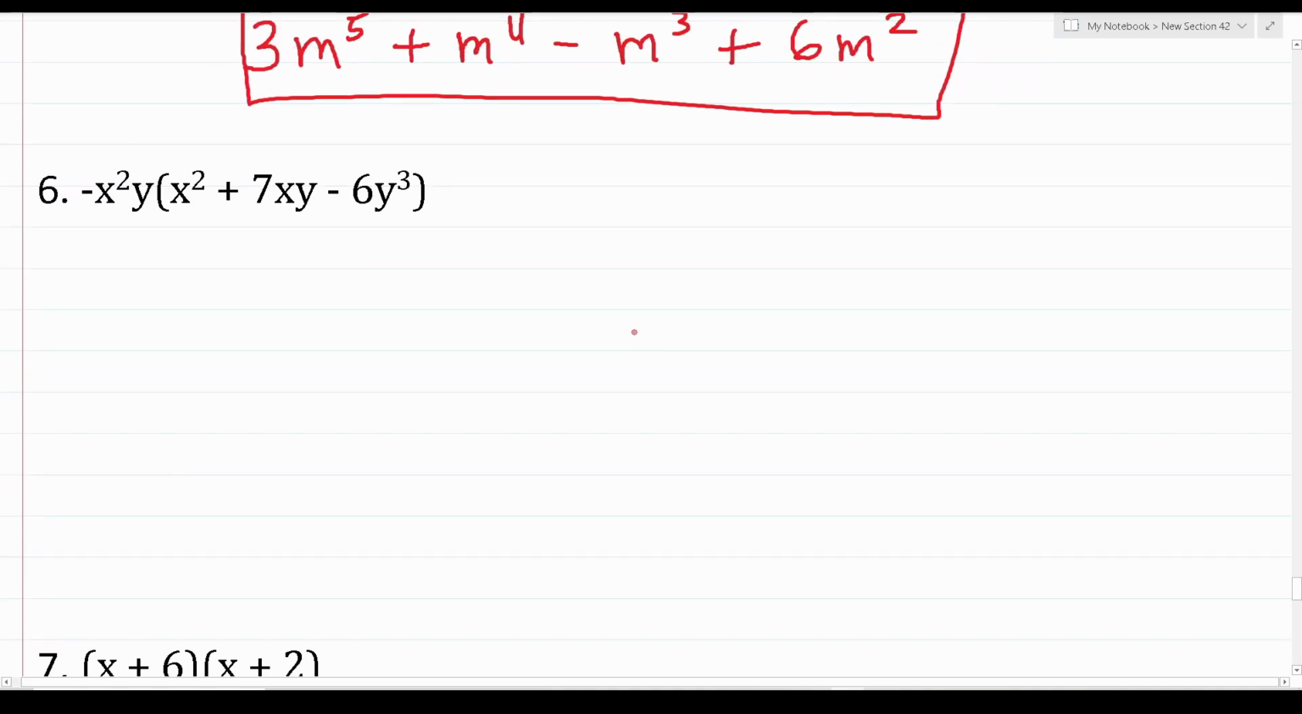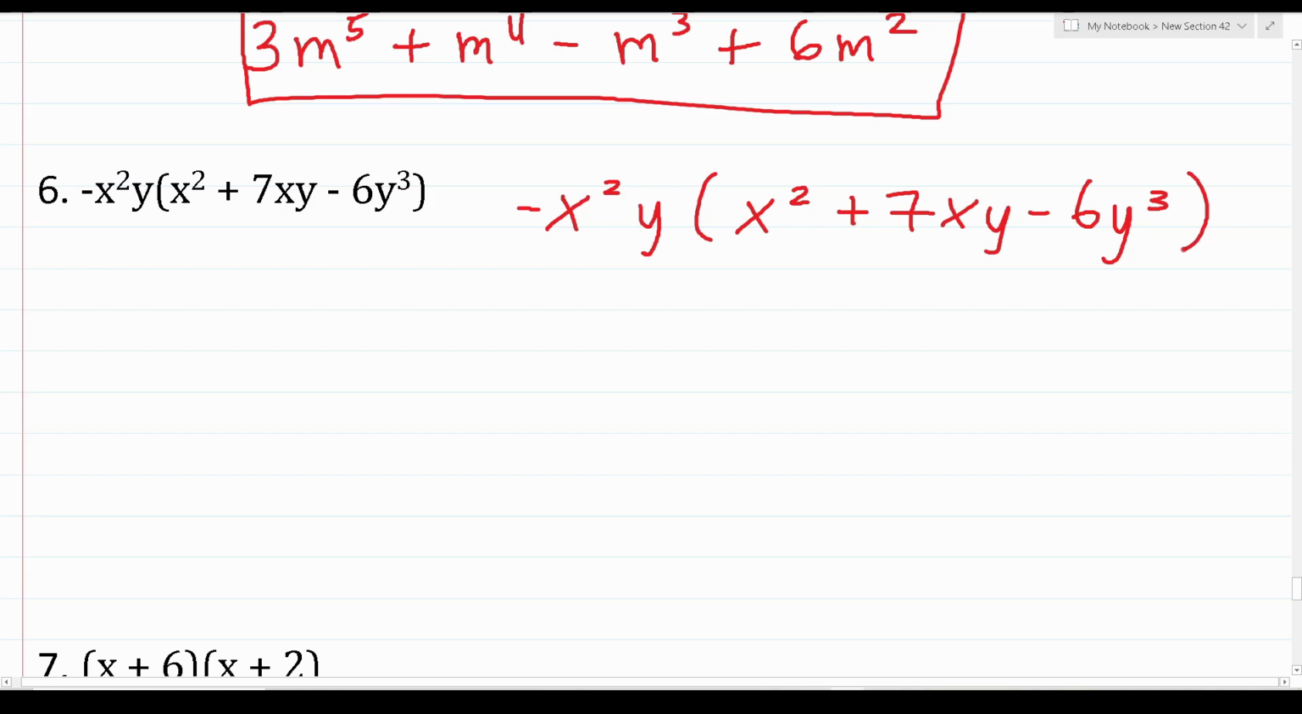All right, let's look at number 6 now. Number 6 is a little bit challenging, but the same idea. We have negative x squared y times x squared plus 7xy minus 6y to the 3rd. Again, we're going to use the distributive property first, which means we're going to take this first term and distribute it to everything inside parentheses. So we're going to take it and distribute it here, here, and finally here. So let's go ahead and work on doing that.